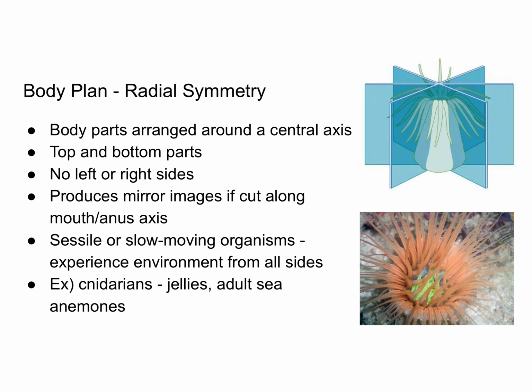Some animals have radial symmetry, and you can see that it's like a circle that is symmetrical. If you think about it, a donut has radial symmetry. The body parts are arranged around a central axis, and there is a top and a bottom. But there's really no left or right because it's the same all the way around. You can see this picture of a sea anemone down here, and there's no left or right side. We're looking at it from the top down, but there's no left or right. It's just a circle, essentially.